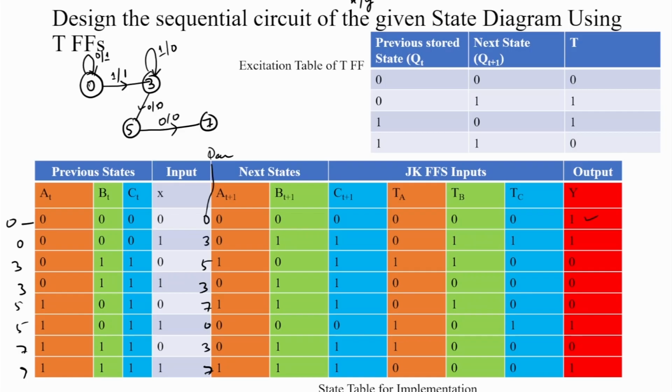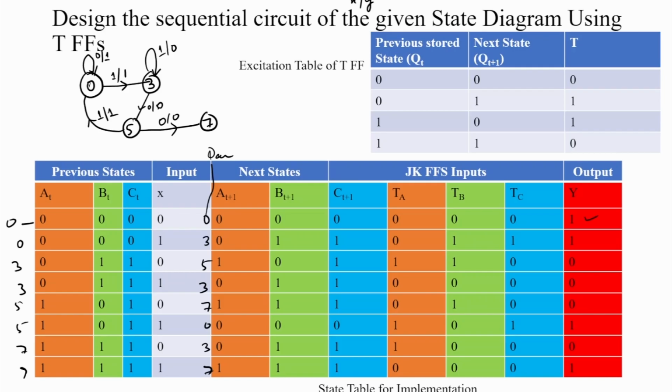What happens when we apply input 1 in state 5? Here we will move to state 0. When we apply input 1 in state 5, we move to state 0, and what will be the output? The output is also 1, that is written here.